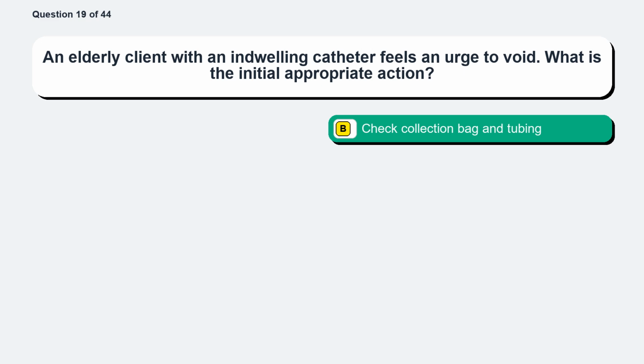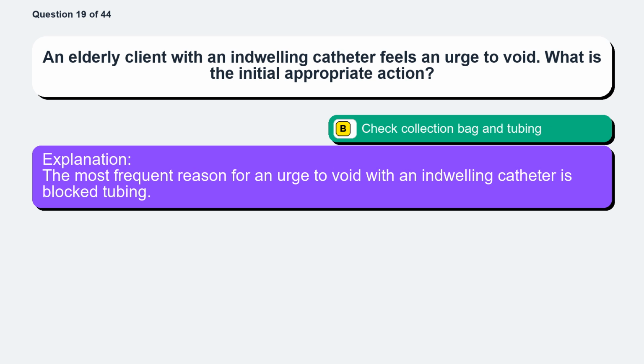The correct answer is option B. Check collection bag and tubing. The most frequent reason for an urge to void with an indwelling catheter is blocked tubing.